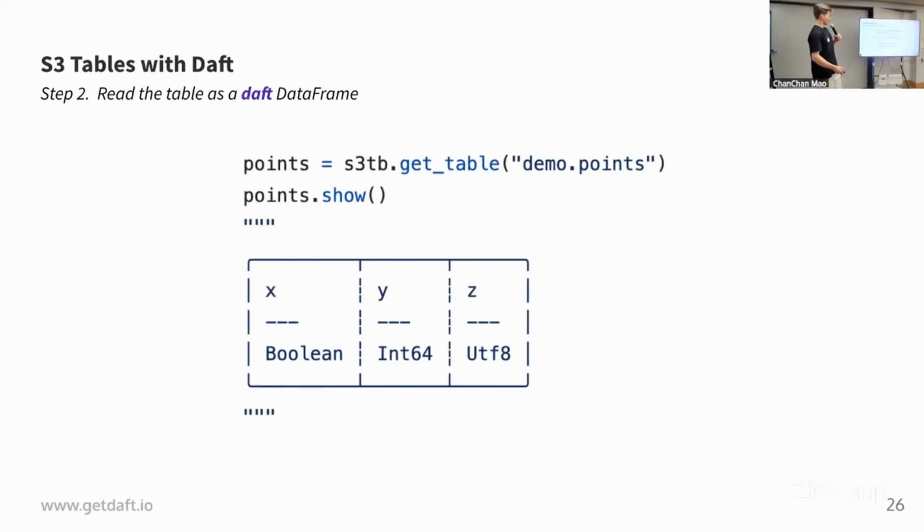I take my S3 catalog, call get table, pass in my identifier, and now I have a Daft table. I call .show, and this is what it prints back out. It's empty, but that schema looks correct. I have my X, my Y, my Z, my Boolean, my number, and my string. So this looks good, but how did we get here? How were we able to read this?